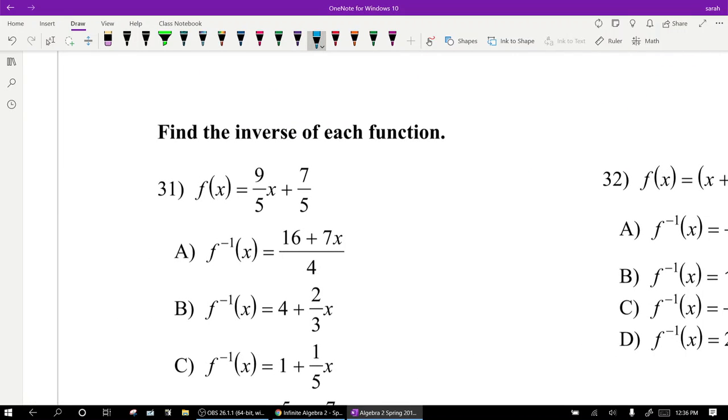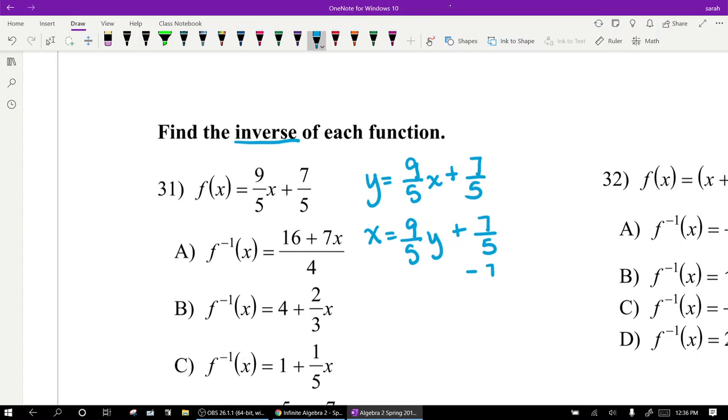Find the inverse of each. Okay, remember, f of x is the same as y. So y equals 9 over 5x plus 7 over 5. So to find the inverse, we switch our x and y's and solve for y. So it's going to be x equals 9 over 5y plus 7 over 5. So I'm going to subtract 7 over 5 from both sides. End up with x minus 7 over 5 equals 9 over 5y.